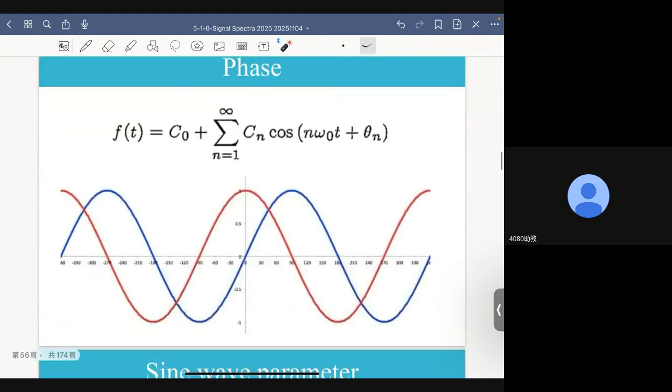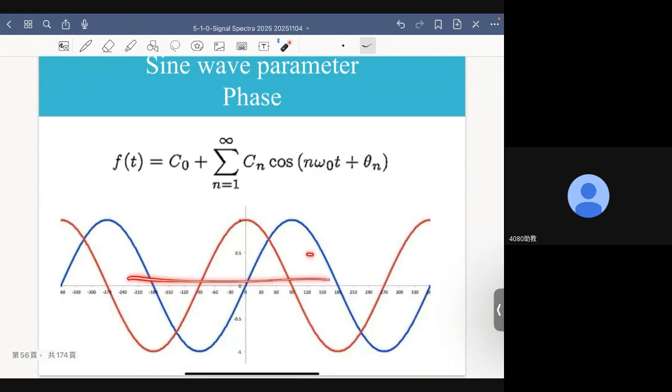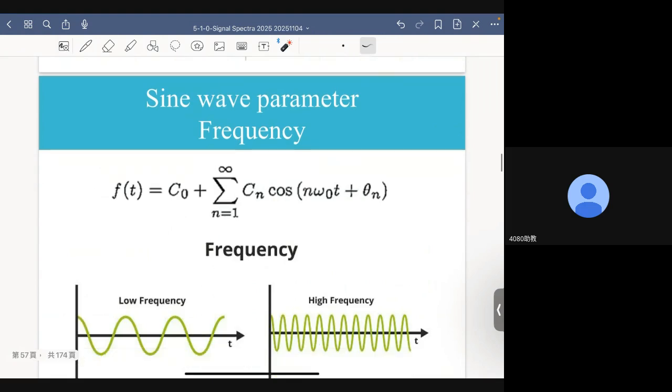The second parameter is phase. As demonstrated by this plot, phase determines the relative positions of these two sinusoidal functions in the time domain. So it also has strong physical meaning. And finally, of course, frequency.